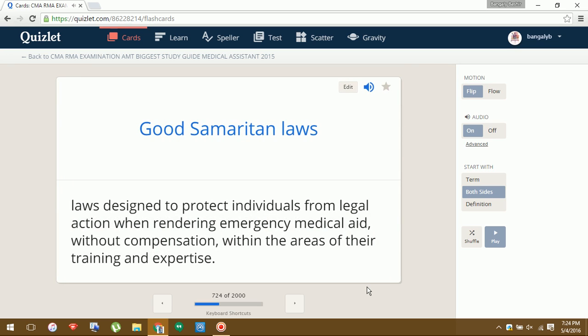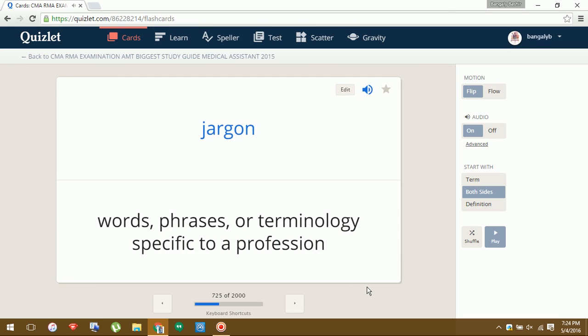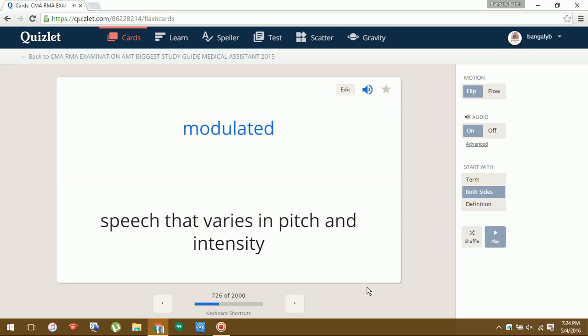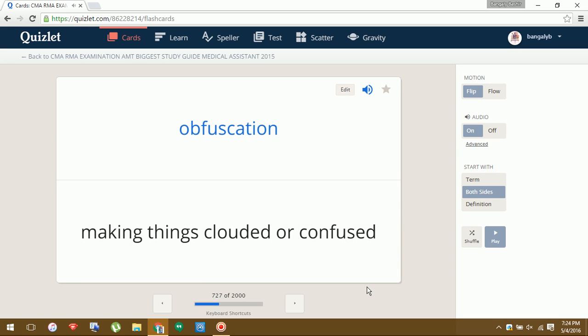Good Samaritan laws: laws designed to protect individuals from legal action when rendering emergency medical aid without compensation within the areas of their training and expertise. Jargon: words, phrases, or terminology specific to a profession. Modulated: speech that varies in pitch and intensity. Obfuscation: making things clouded or confused.